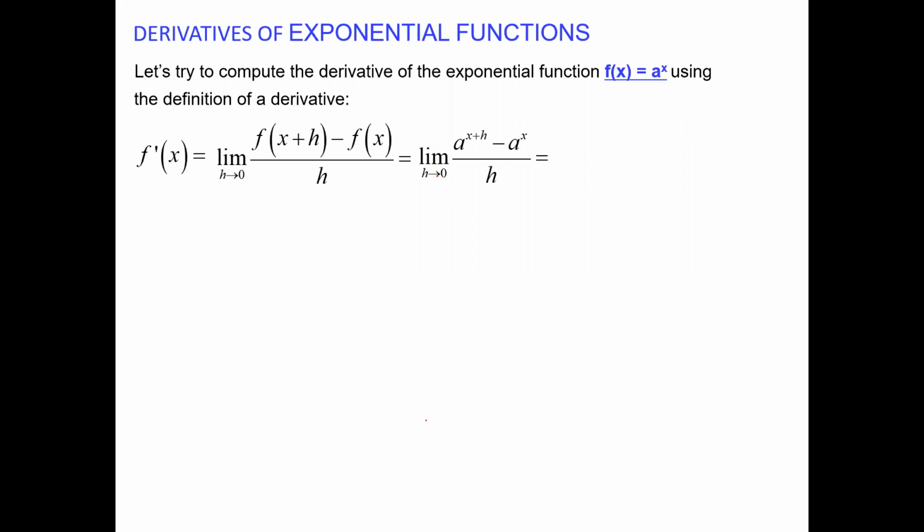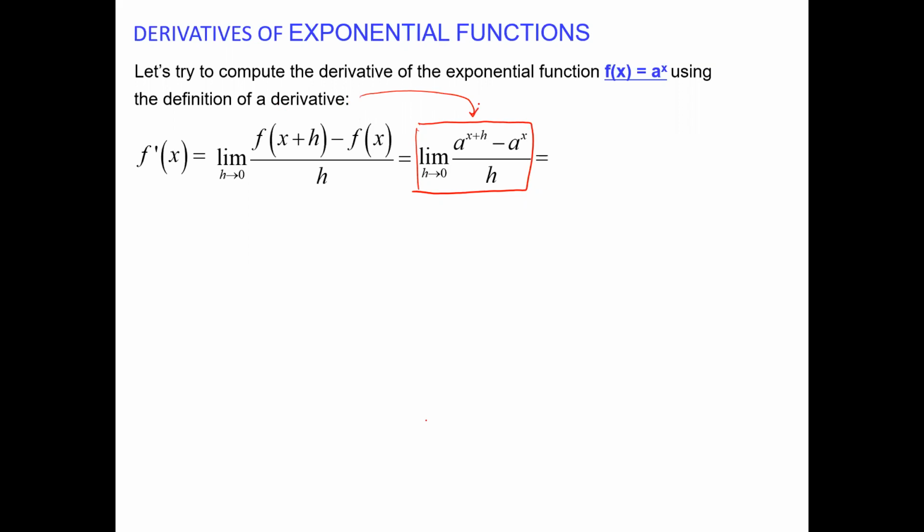We have the limit as h goes to 0 of a to the power of x plus h, that's what the first evaluation is telling me to do, and then minus the function f of x, which is just a to the x, over h. Now we have to evaluate this limit in order to get the derivative, because this limit represents the derivative of the exponential function a to the x.